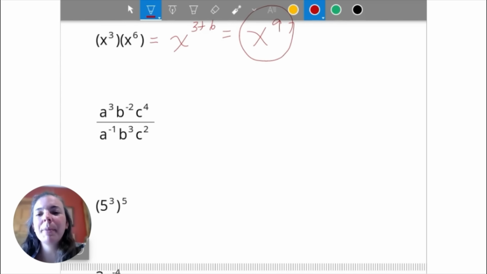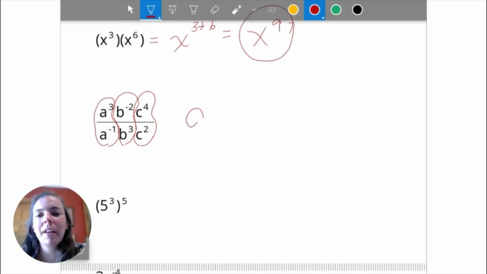A to the 3rd times b to the negative 2nd times c to the 4th, all over a to the negative 1st, b to the 3rd, and c to the 2nd. It's important here that we can only use our rules with exponents that have the same base. So we're going to look at this in 3 different parts. For division, we're going to subtract.